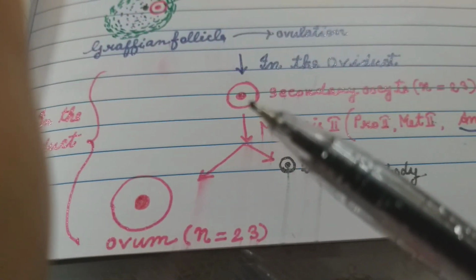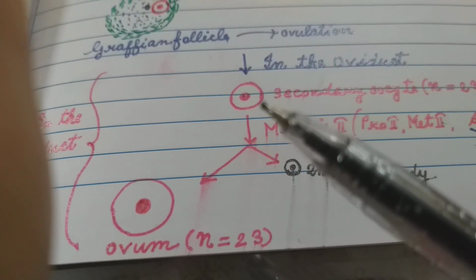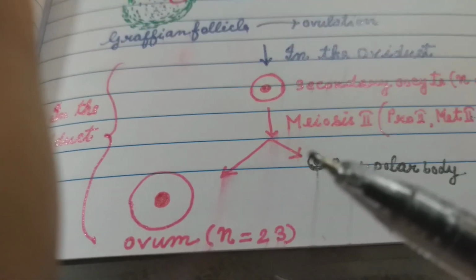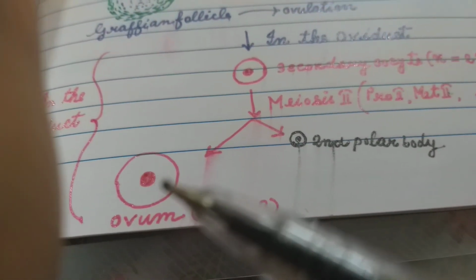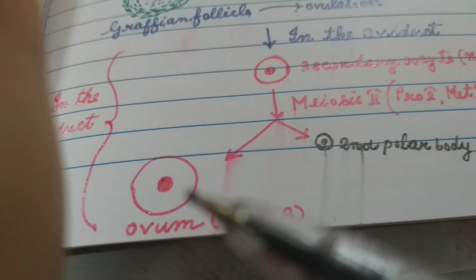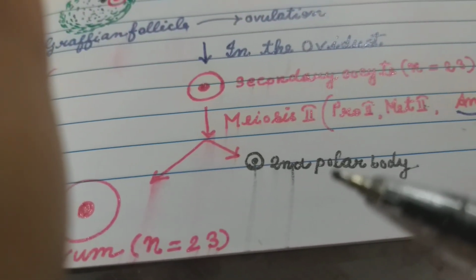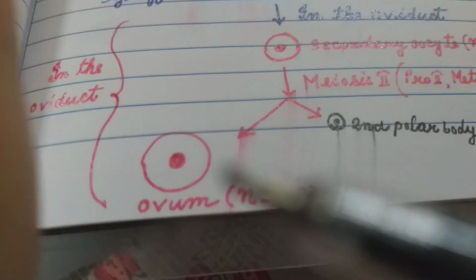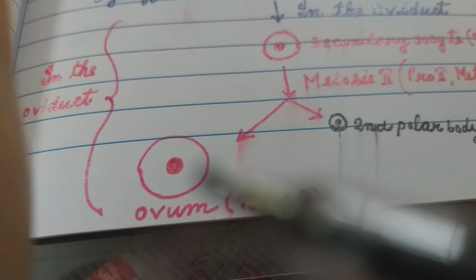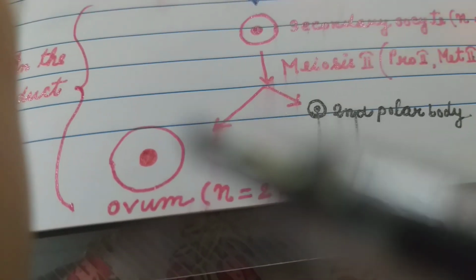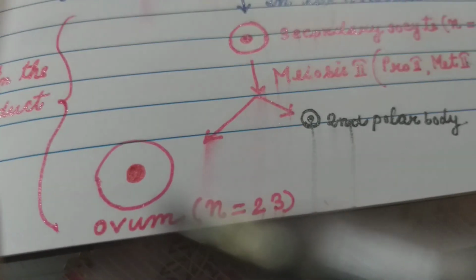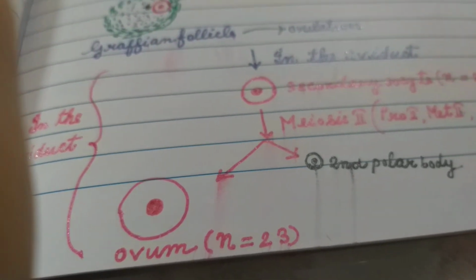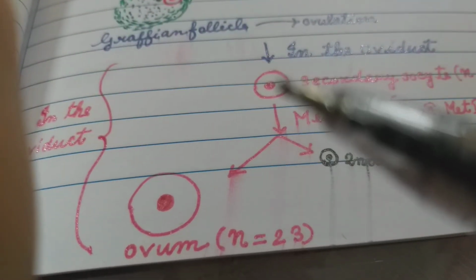The secondary oocyte is divided into two unequal daughter cells. The division is again unequal. One large nutrient filled ovum and the smaller second polar body. In this way, ovum or egg is formed in the oviduct, which is now ready for fertilization. The sperm has already entered the secondary oocyte.